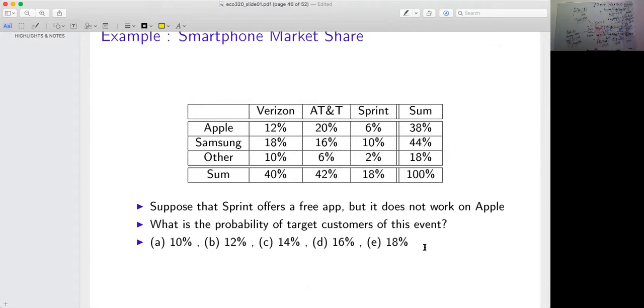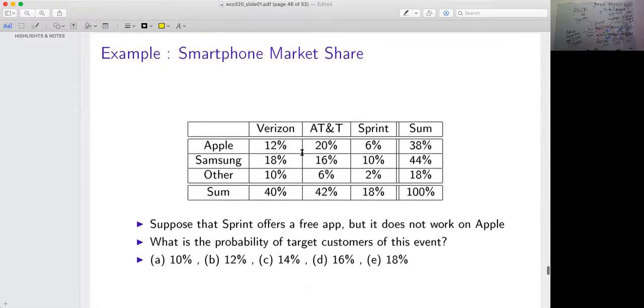So this is another example. Let's say smartphone market share. Let's say Sprint offers a free app, but it never works. What is the probability of being a target customer of this event? Each of these would be your marginal probability. For example, 30% of people are using Apple, 40% Samsung, and 18 others. And 40% of people use Verizon, 42 AT&T, and 18 Sprint. So try to think about this carefully. I'm going to leave you the answer.